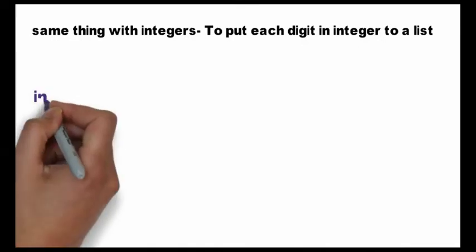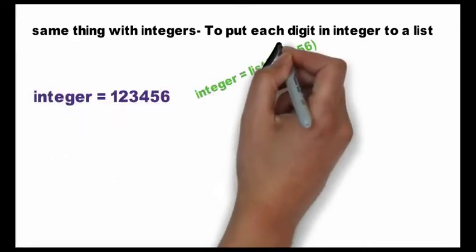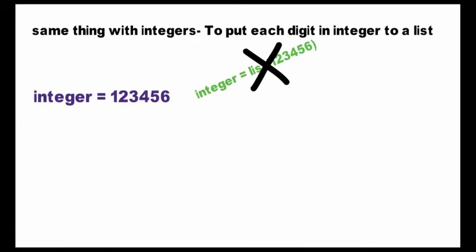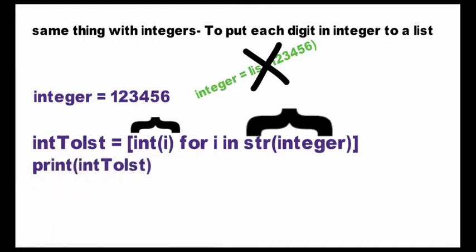Let's try the same thing with integers. The thing which we tried with strings will not work here. The trick is to convert the integer to string temporarily and then convert each string digit back to int and putting it into the list.